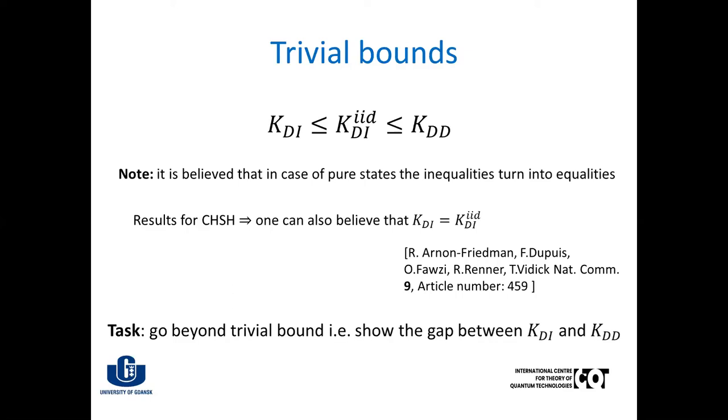Karol, can I just have a very quick question? Can you comment on this note that you said here, that the belief that in the case of pure states, these things are the same? Oh, well, I think this is because of rigidity, right? Some Bell inequalities are rigid, so that they self-test n copies of a singlet state.